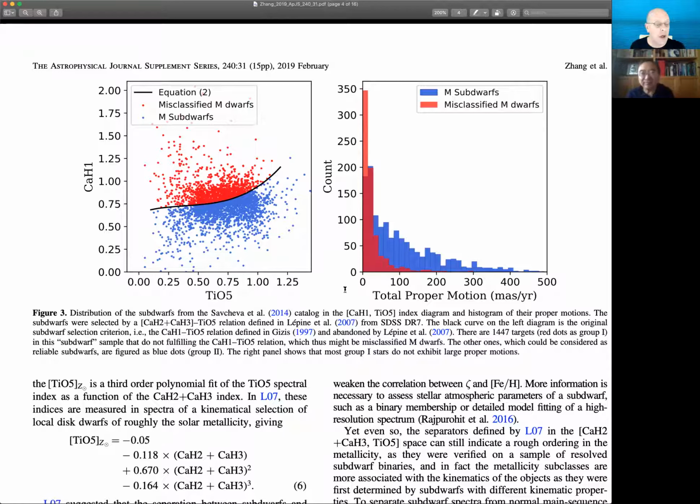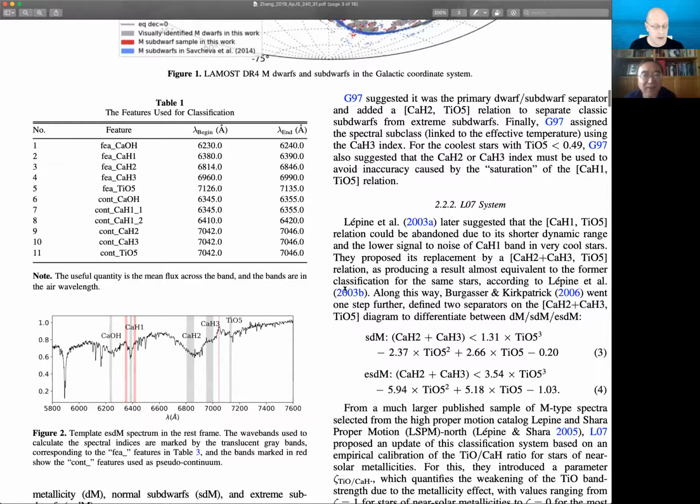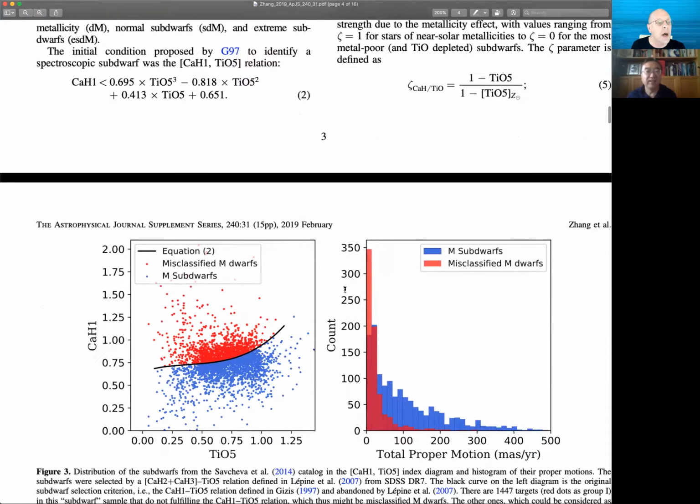You got a nice dark line there representing equation 2. So I just want to slide up and remind myself what equation 2 is. Equation 2. There we go. Let's put it all on.